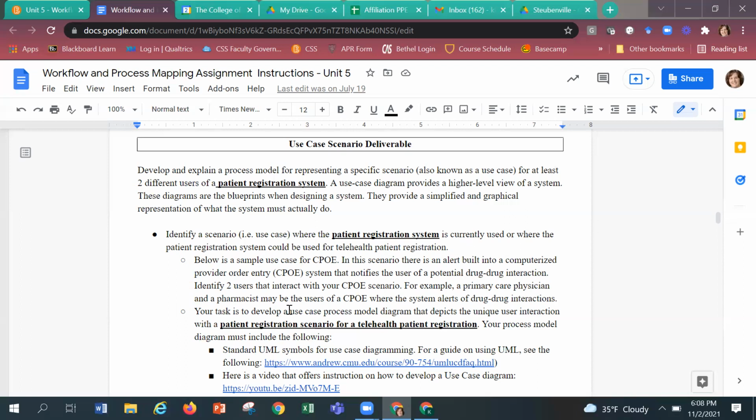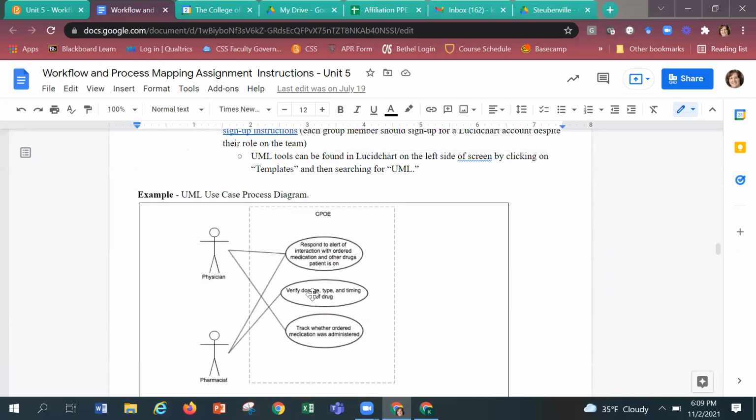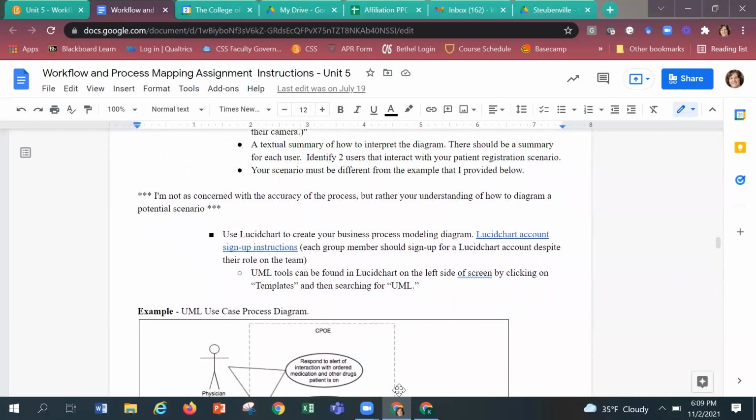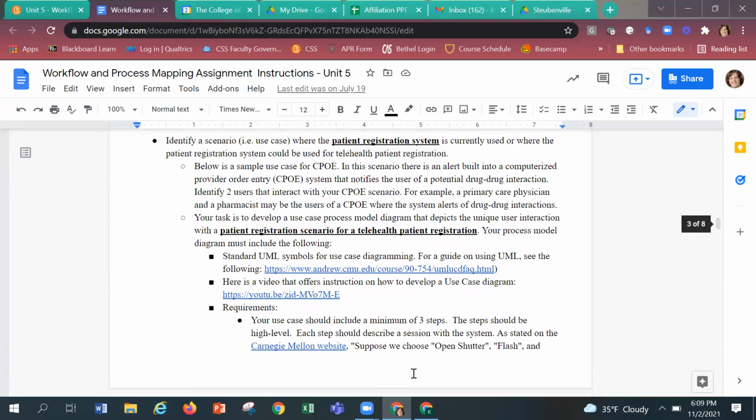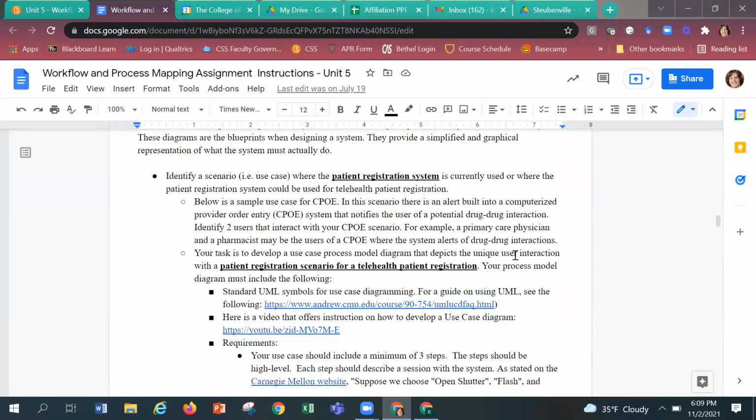registration. Okay. Now I've done an example here for you all, just as an example, right? It's right here. I did not use patient registration. I utilized CPOE, okay? And so this is just, like I said, an example. And so I don't want you to do your use case on CPOE. I want you to do your use case on patient registration, okay? So identify that scenario where a patient registration system is currently used, or where the patient registration system could be used for telehealth patient registration, okay?